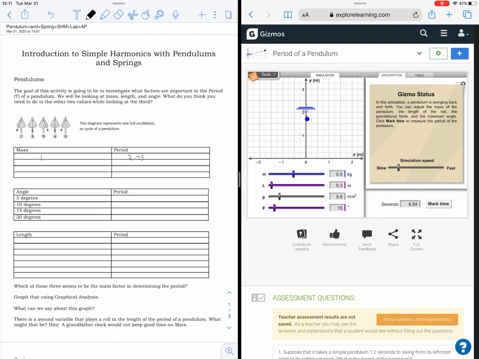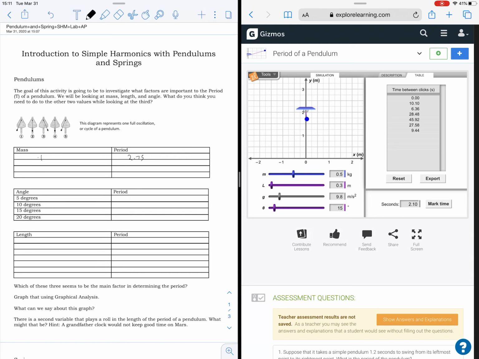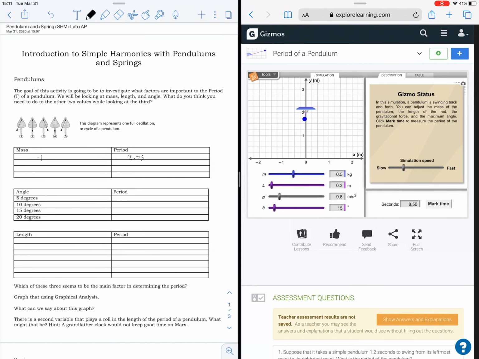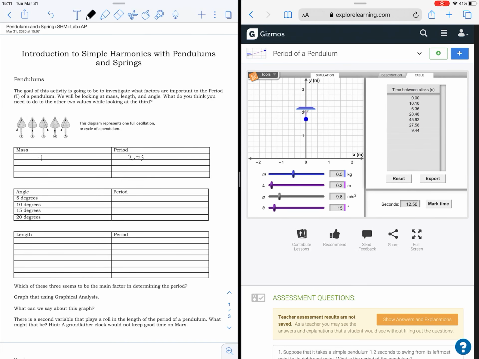So if you want to, you can count to 10, mark the time, and the table will tell you what that time was. So the way I would do this is I would have it sped up reasonably fast, and I would mark the time and count how long it takes to get to 10. So 1, 2, 3, 4, 5, 6, 7, 8, 9, 10, mark time. So if it took 11 seconds, for my length here, I would have 0.3 meters, and I would have 11 seconds divided by 10, so 1.1 seconds would be my period.